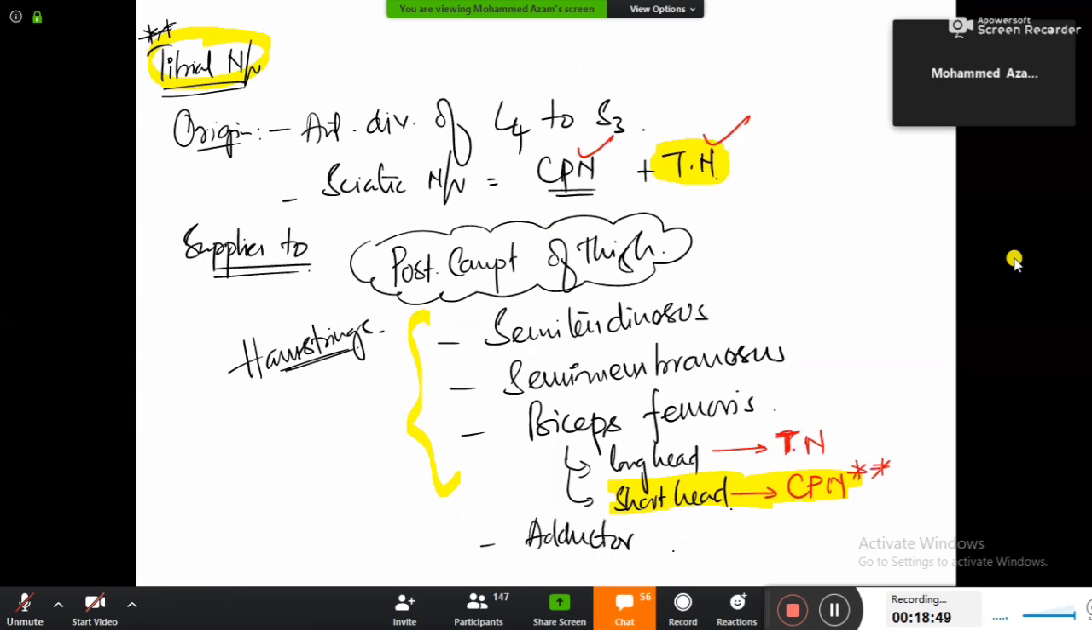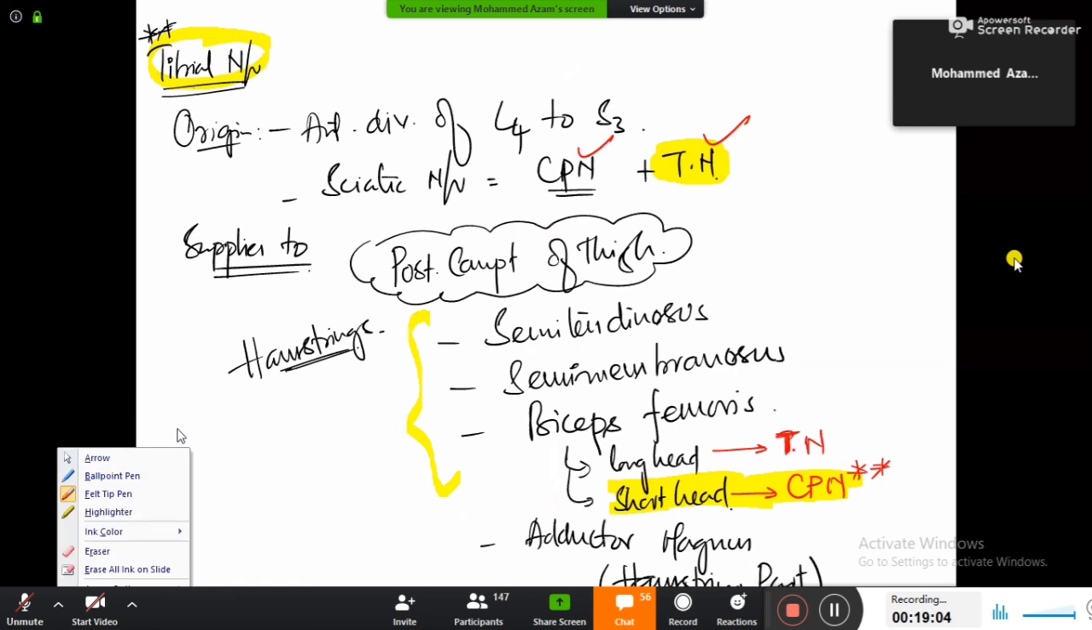Adductor magnus. And in the bracket you write down which part is supplied, guys? Only the hamstring part. Hamstring part. Perfectly done, sir. And that completes all the muscles in the posterior compartment of the thigh.